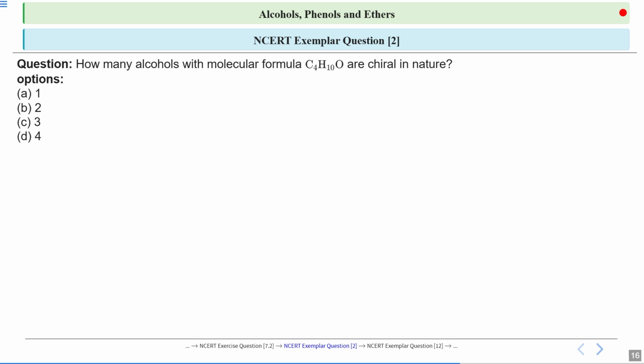Okay, now let's see an exemplar, the NCERT exemplar question number 2. The question is, how many alcohols with the molecular formula C4H10O are chiral in nature? So how many of the alcohols with the given molecular formula, which can be structurally different, are chiral? You have to decide that by drawing the different structures having this molecular formula. The options are 1, 2, 3 or 4.